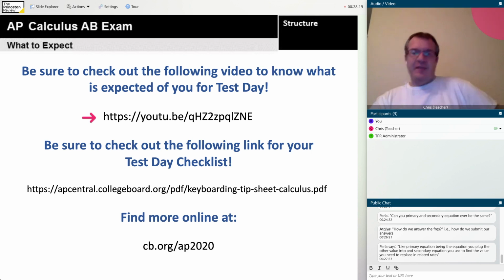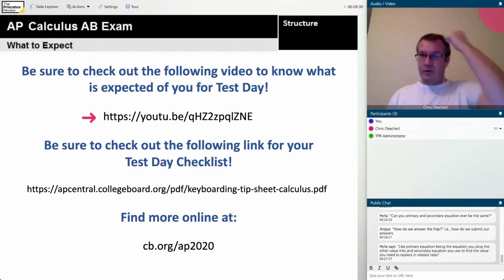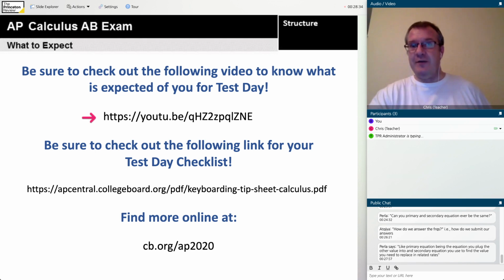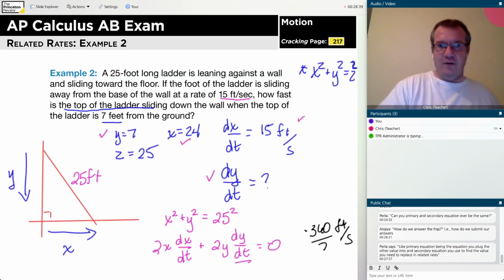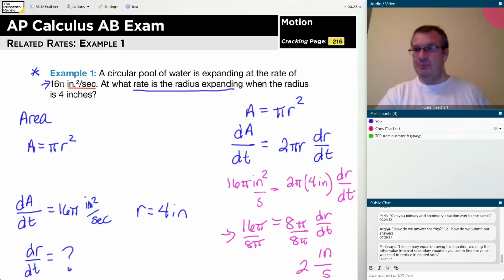I think you're asking, can the original equation be the same as the derivative in related rates? Honestly, knock on wood, I've never seen that happen. With the pi r squared, we just had to totally take the derivative, and there's no possible way you're going to take the area derivative and end up with the same thing. Derivative of the area is circumference. And so I've never seen that happen.